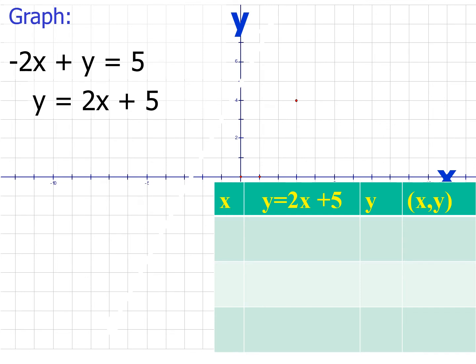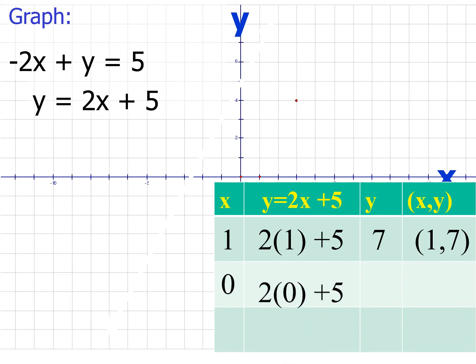So we are going to determine y if x equals 1. Plug in or substitute the value of your x. So 2 plus 5, because 2 times 1 is 2, y equals 7. So the first ordered pair is (1, 7). Then if x equals 0, y equals 5. So the second ordered pair is (0, 5).